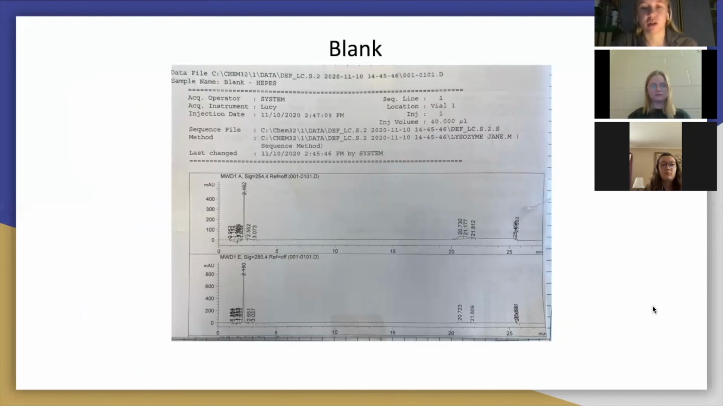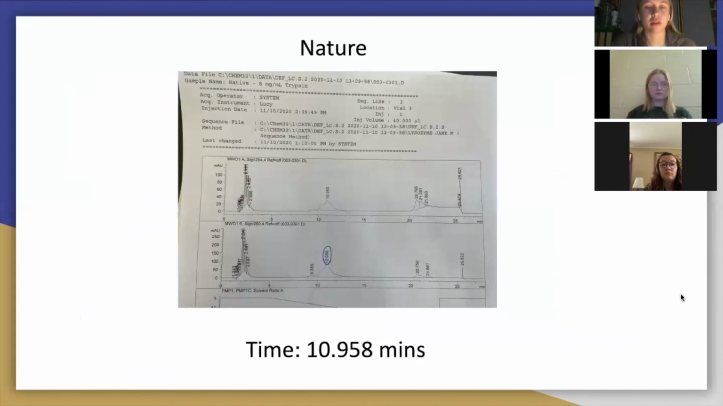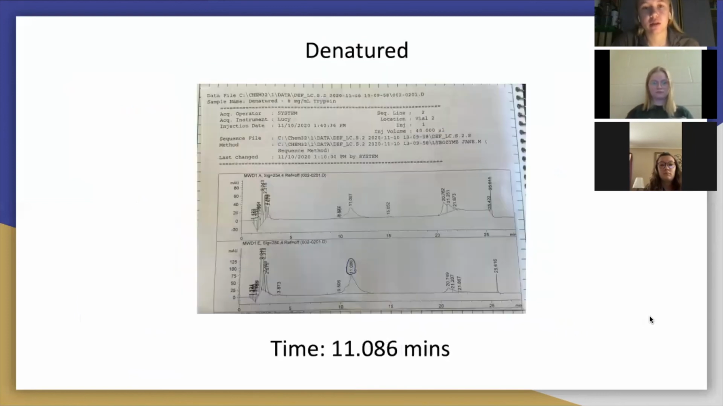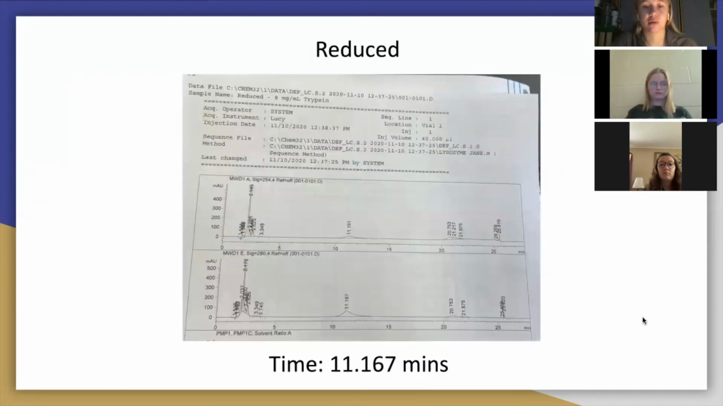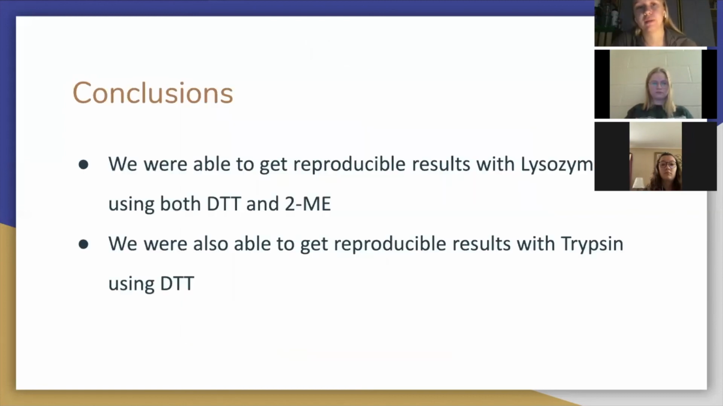The blank just shows that all further peaks we get are from the protein and not from our solvents or buffers or anything. This is the native. The native shows a peak at 10.958 minutes. The denatured shows a peak at 11.086 minutes. And the reduced showed a peak at 11.167 minutes.